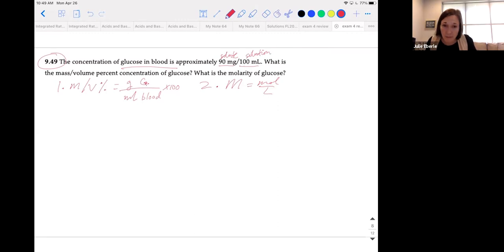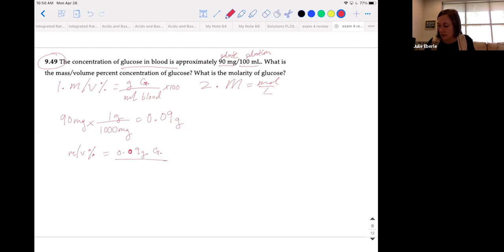But we can't just plug in 90 milligrams. We've got to convert it to grams. 90 milligrams, for every 1,000 milligrams that's 1 gram, so it should be 0.09 grams. That's what we plug in on top. So mass volume percent is going to be equal to 0.09 grams. This is glucose we're talking about.